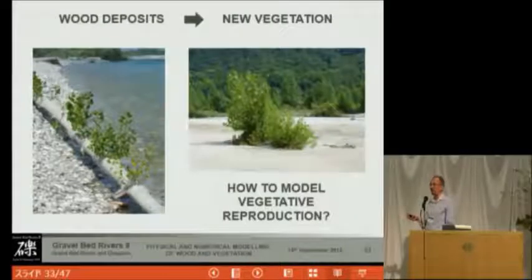On the other side, there is always the other side of the coin. Deposited vegetation, deposited wood can resprout in certain environments, and they can become a new island, so new vegetation. But of course, this needs understanding of biological processes, and this coupling is even more challenging than bank erosion.